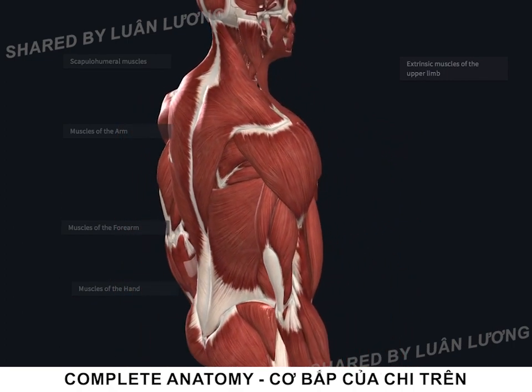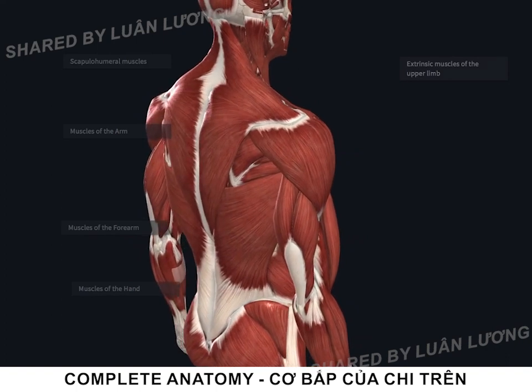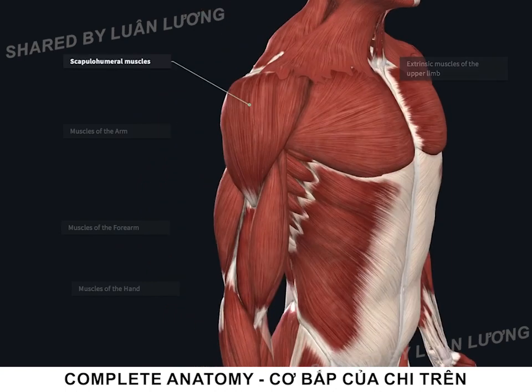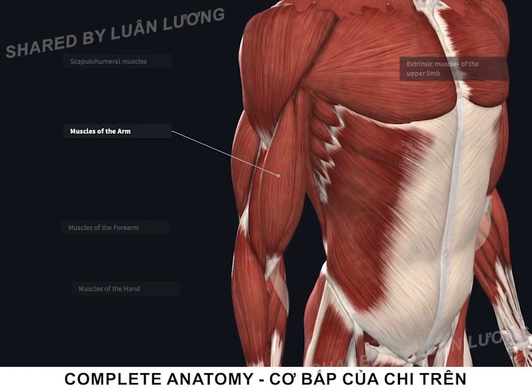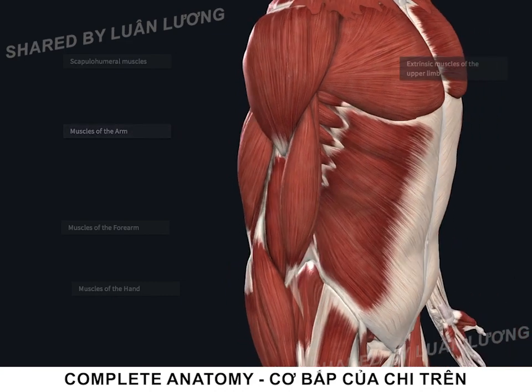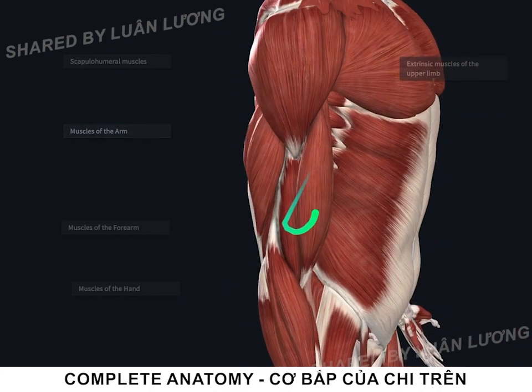Some of these in particular are going to originate from the scapula, or the bone of our shoulder, and insert in the humerus, or the bone of the arm. And these are considered scapulohumeral muscles, and we'll take a closer look at them as well. The muscles of the arm itself are going to be divided into two categories, those that are in front of the bone and those behind, otherwise known as anterior compartment muscles and posterior compartment muscles.